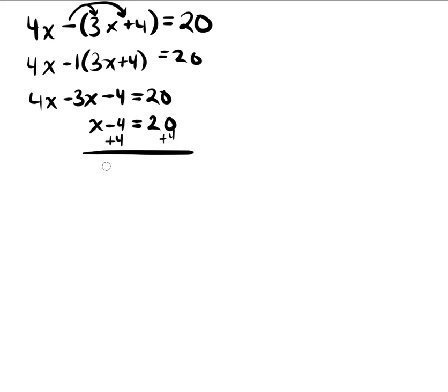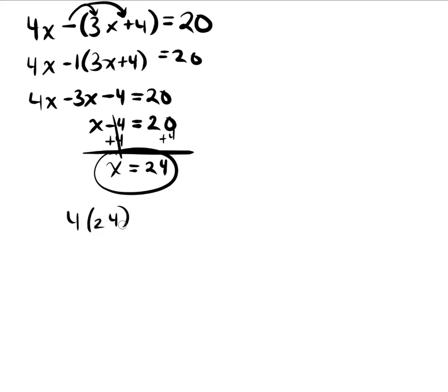And I should get x, because these two cancel out, I get x is equal to 24. And that right there should be my answer. Once again, I can actually check that if I want. And with the calculator, that's super easy actually. You just type it in. You just got to make sure you get the parentheses right.